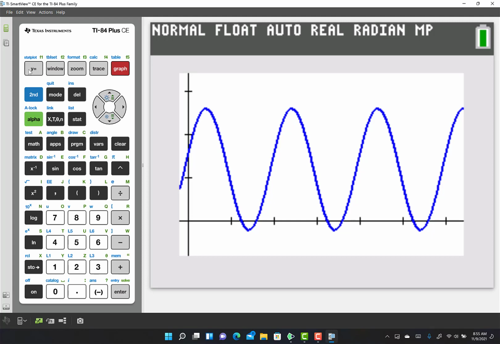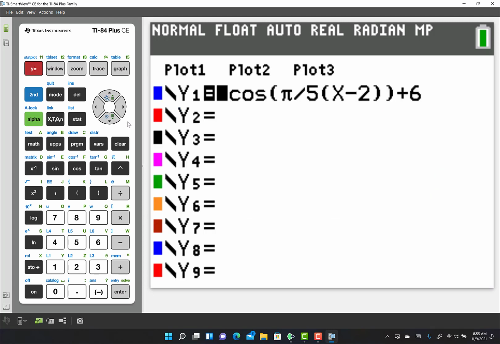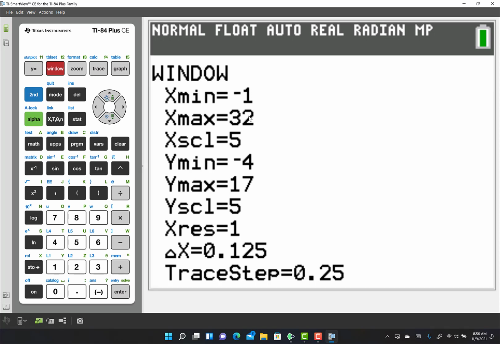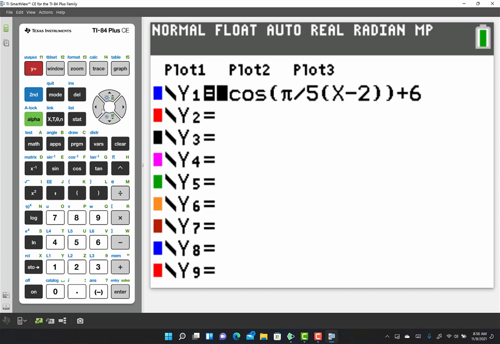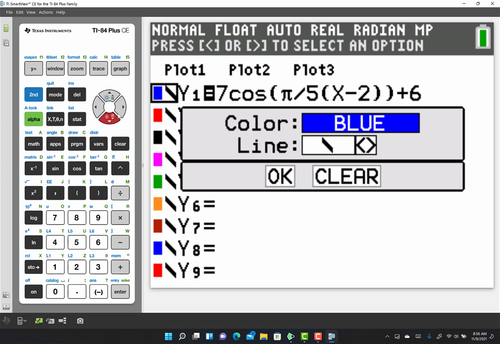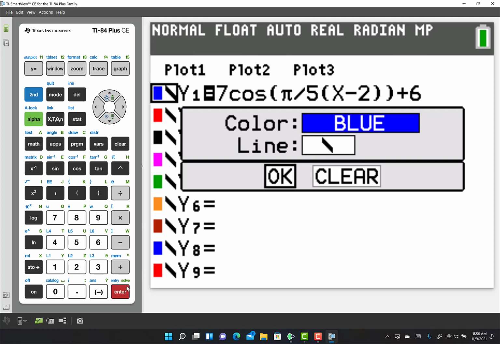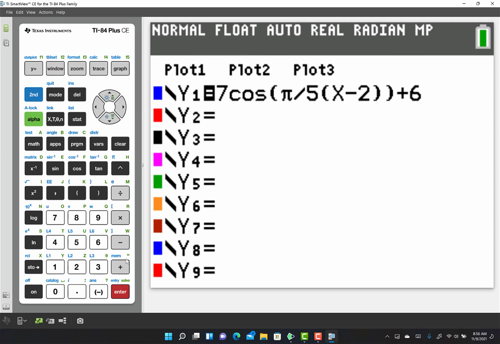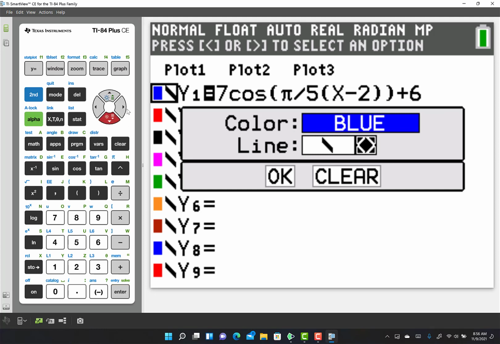Oh, you know what? I know of a fancy feature. Yours didn't do that? What was the setting? -1, 32, 5, -4, 17. All right, check this out, guys. Enter. Oh, man. That's not what I wanted it to do. Okay.